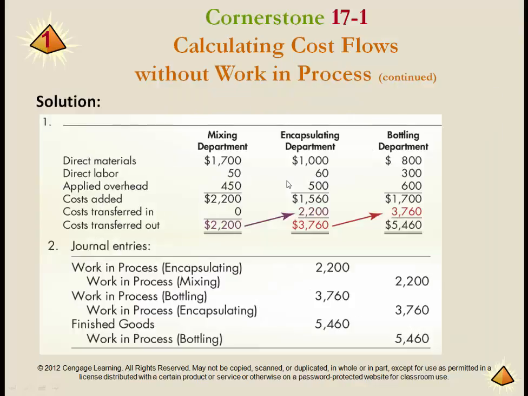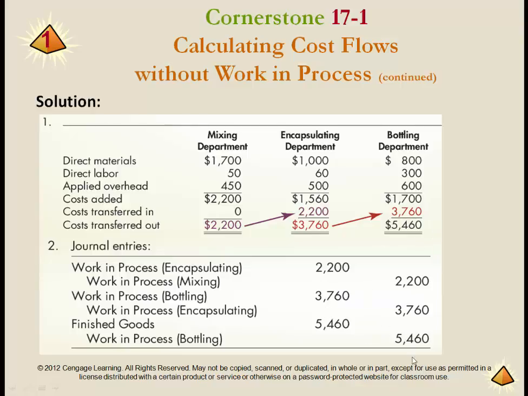So let's look at the dollars in the journal entries and see what happens. 2,200. This is the sum total of the costs. Those are costs added to the encapsulating department, plus the costs incurred in the encapsulating department, gives you 3,760. And then we transfer those from the encapsulating department to the bottling department, and we add those together and we get 5,460. So here's just the journal entries as we move them from one department to another. And finally, we put it into the finished goods. But it's really not finished goods. We're missing something because the bottling department didn't have the boxes. But you understand the concept here.